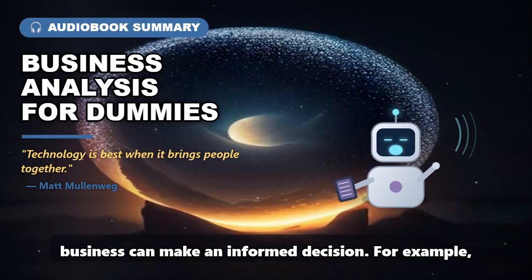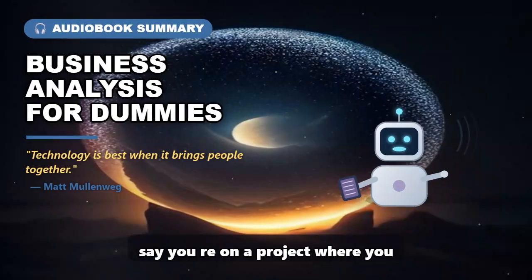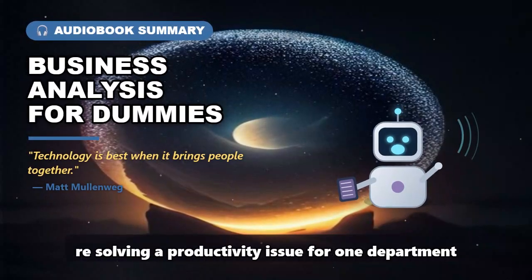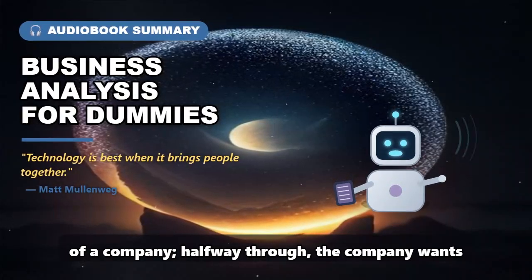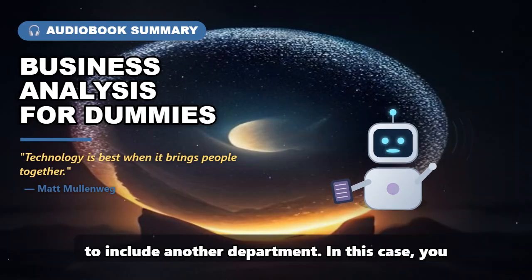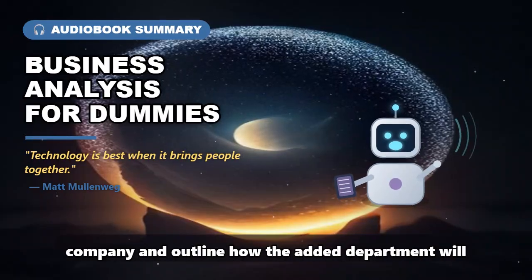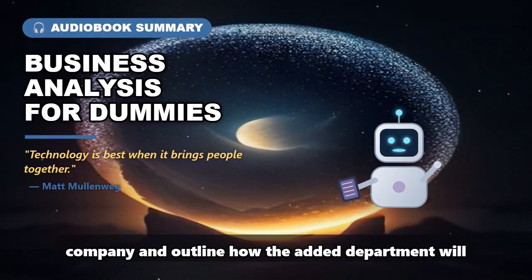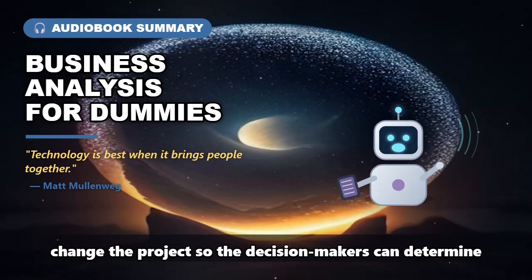For example, say you're on a project where you're solving a productivity issue for one department of a company. Halfway through, the company wants to include another department. In this case, you have to review the original scope with the company and outline how the added department will change the project so the decision makers can determine whether to proceed with the change.